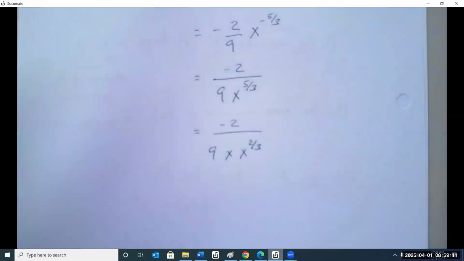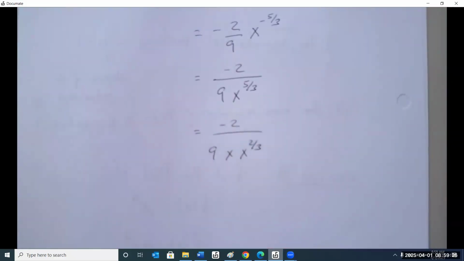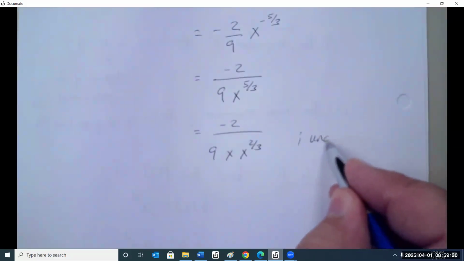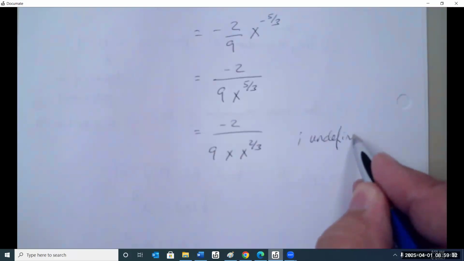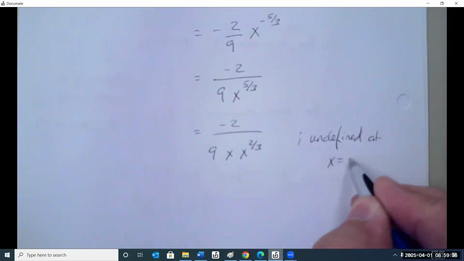Again, this is all algebra. You should know how to do this already. It's all algebra. Rules of exponents. So can it equal 0? No, it can't equal 0 because the top can't be 0. Can it be undefined? Yes. Undefined at x equals 0.